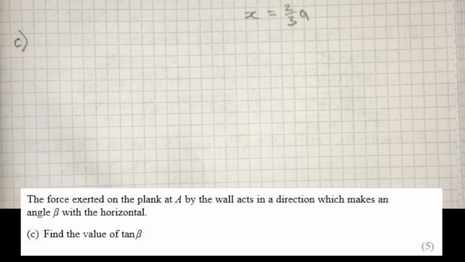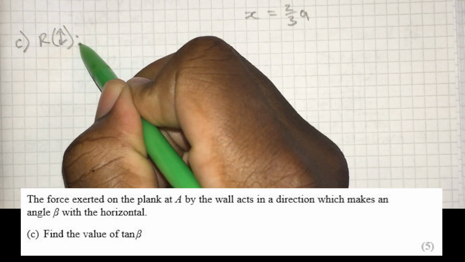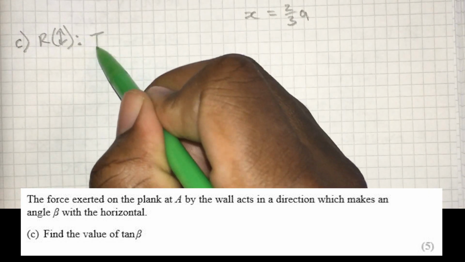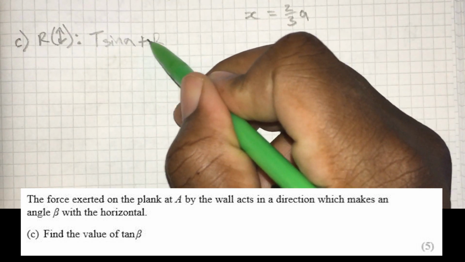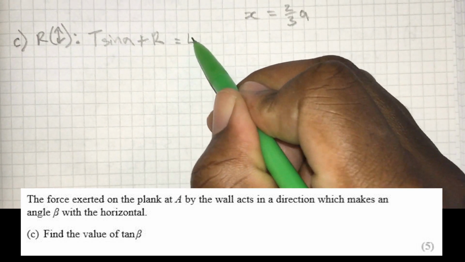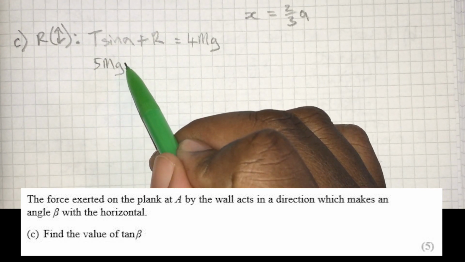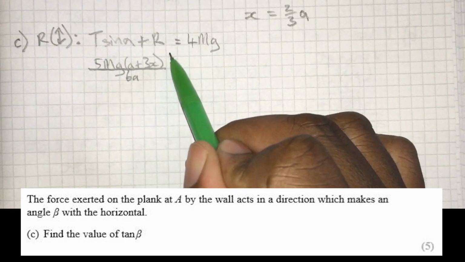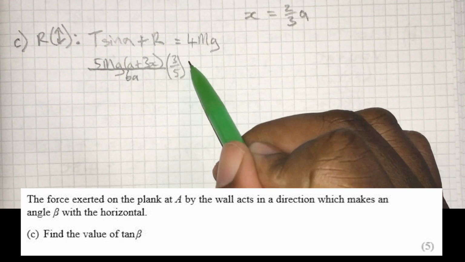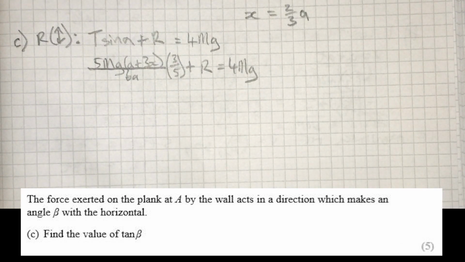In part C of the question, we're asked to find the value of tan beta, and the force exerted by the plank at the wall is at an angle of beta. So we're basically asked what direction is the force at the wall acting. So we're going to resolve vertically so that we can get a value for R, the vertical component of that force. Okay, T sine alpha plus R equals 4mg. Going to go ahead and substitute in our known values. Okay, we're going to try and rearrange to make R the subject.